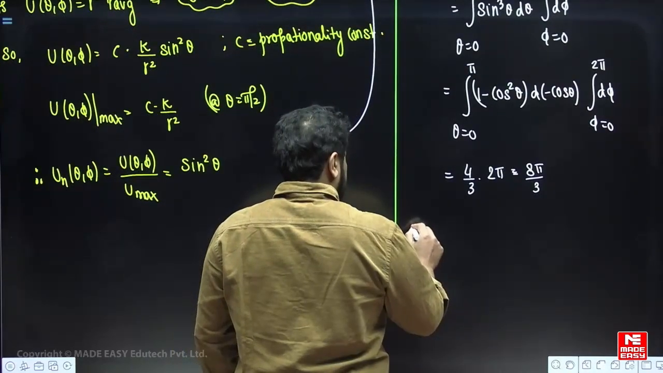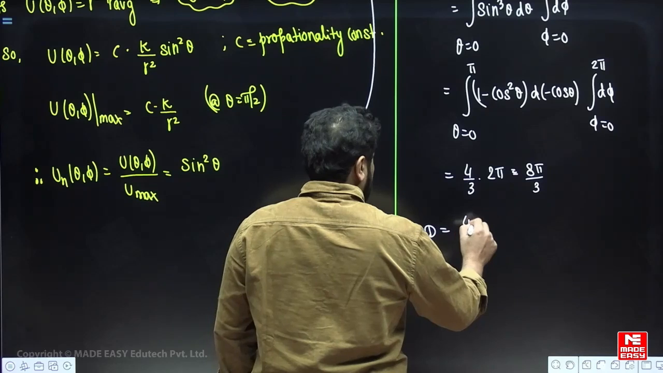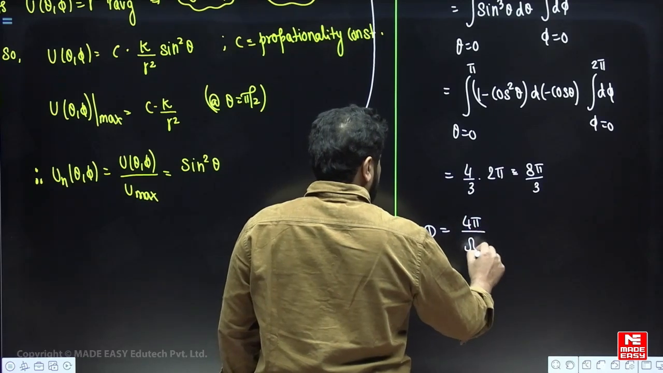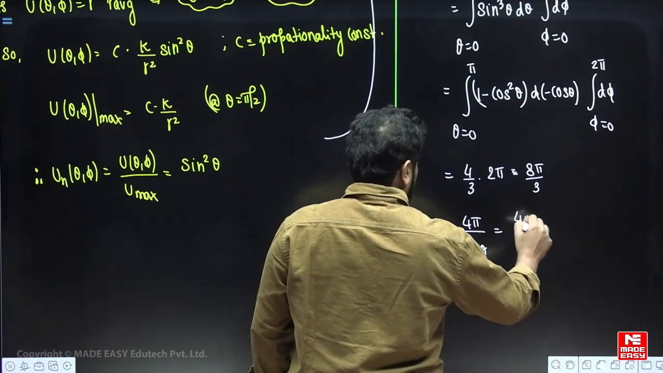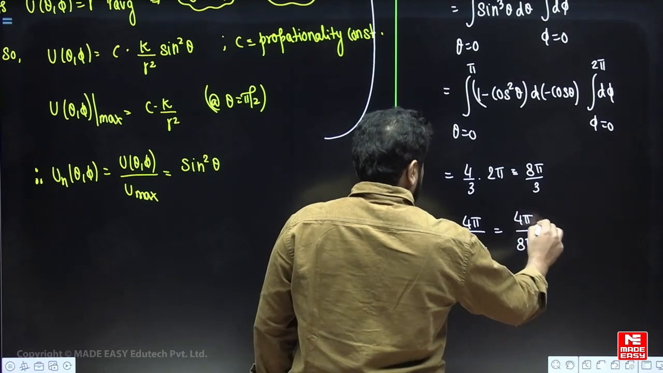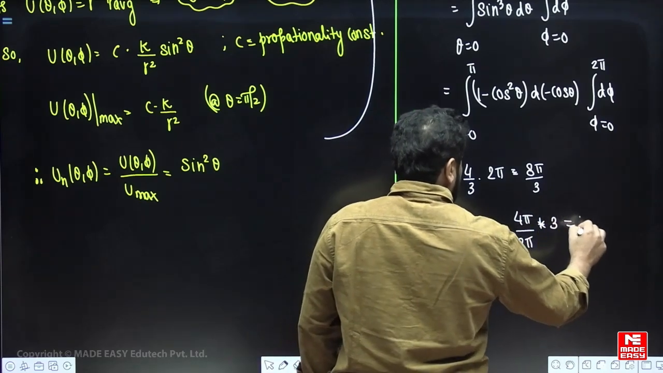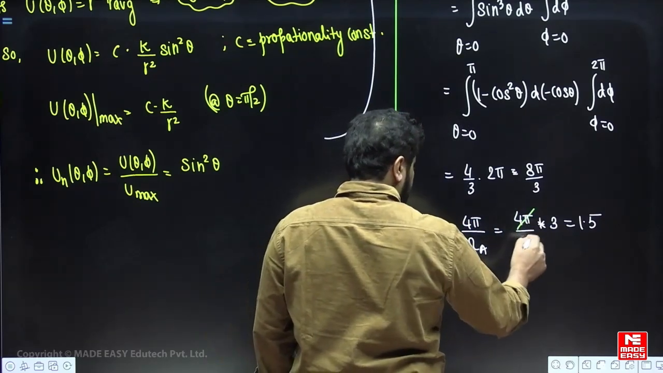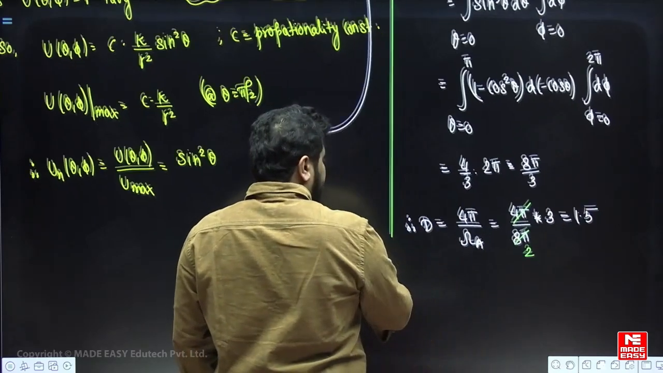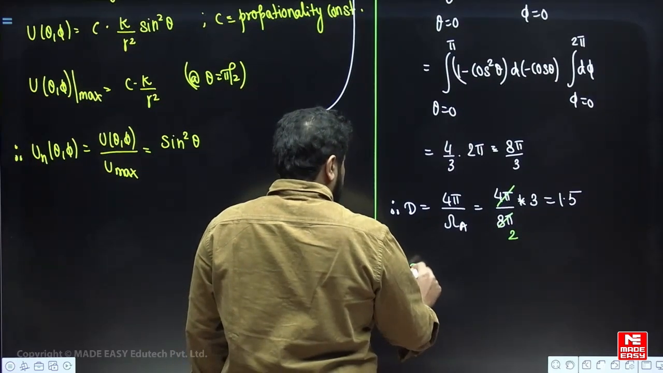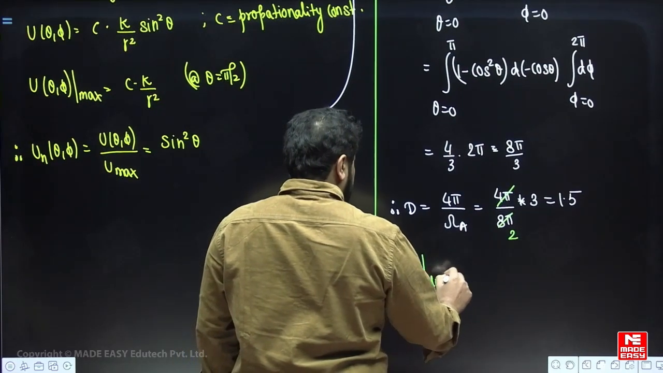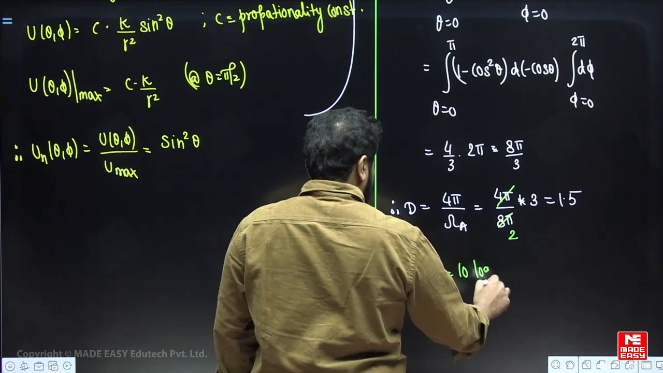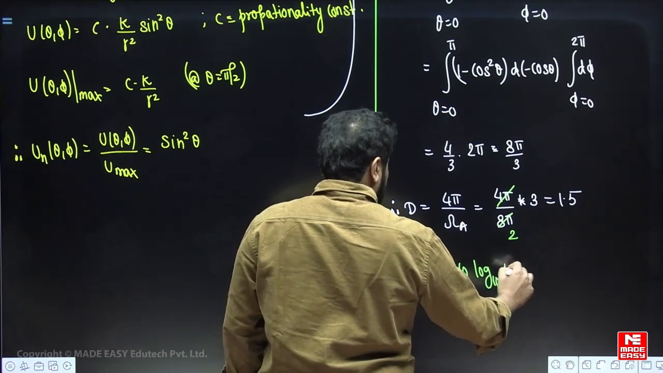So therefore what is the directivity? Directivity is equal to 4 pi upon beam solid angle. So 4 pi upon 8 pi by 3. So this is how much? It is equal to 1.5, because 4 twos are 8, so 3 by 2. Now they are asking directivity in dB. So what is directivity in dB? It is equal to 10 log base 10 of D, that is 1.5.